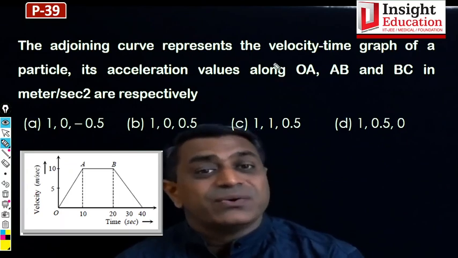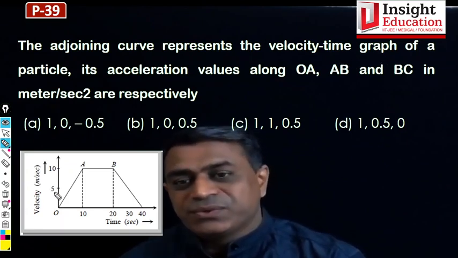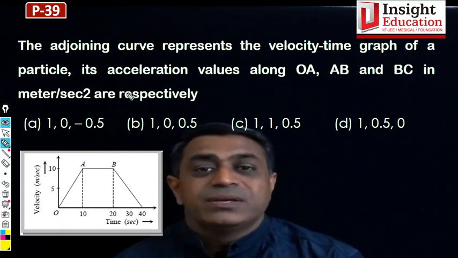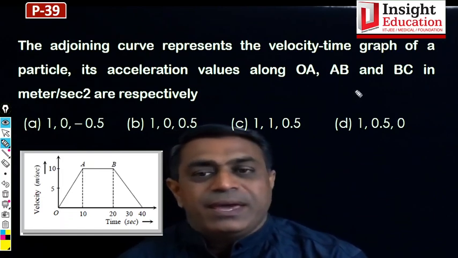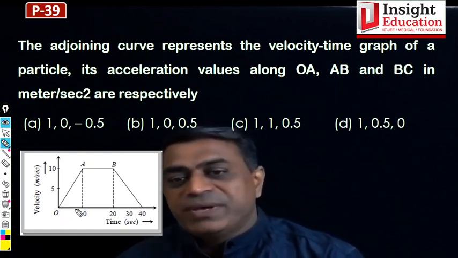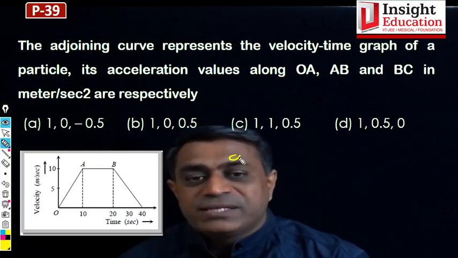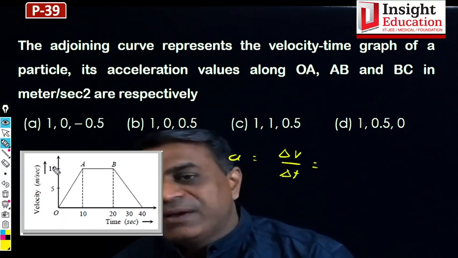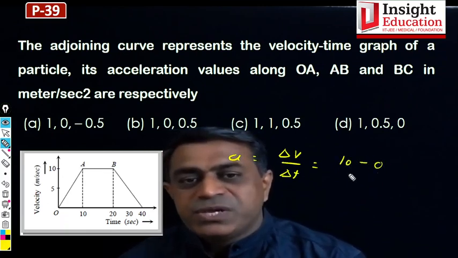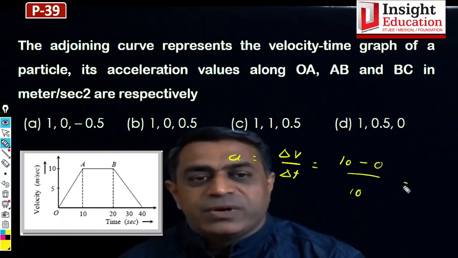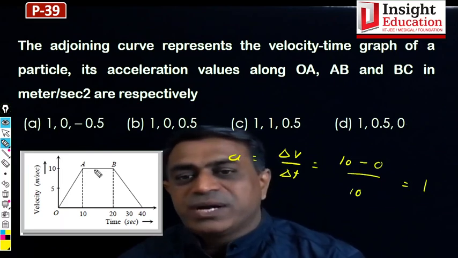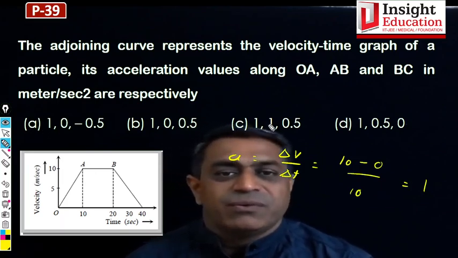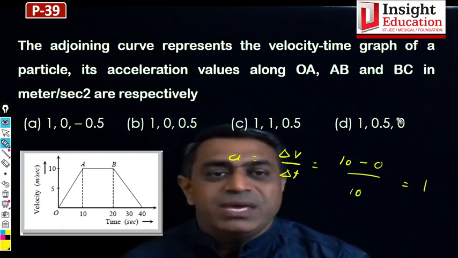The adjoining curve represents the velocity time graph of a particle. Find its acceleration value along OA, AB and BC. So acceleration along OA. Now we know the shortcut, delta V by delta T. So directly I can write delta V, that is 10 minus 0 upon delta T, that is 10. So acceleration is 1. In AB, constant means 0. So 1, 0, so the answer is A, B or D.